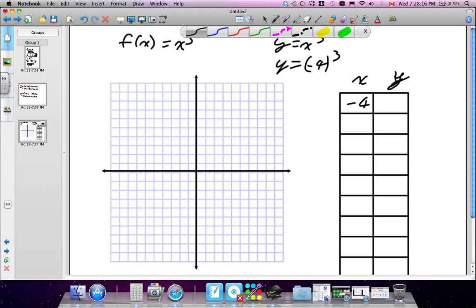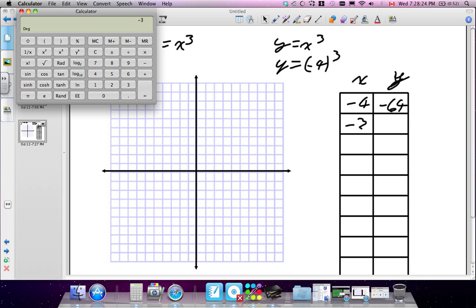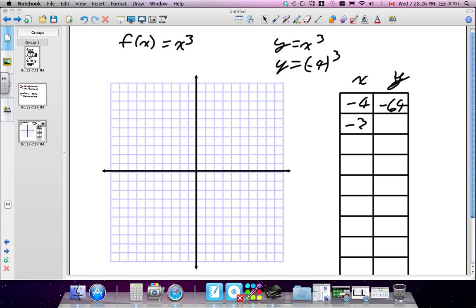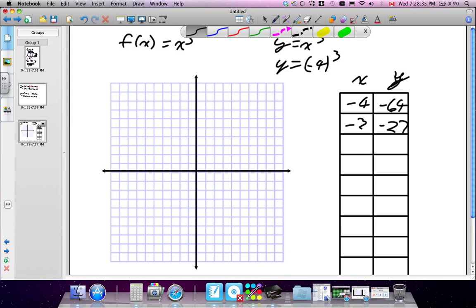Normally we do a table of values in order, so let's say we're at negative 4 to start. It's as simple as y equals negative 4 cubed, because it's to the power of 3. Negative 4 cubed is negative 64. It doesn't even fall on our chart, right? We're only going to 10.